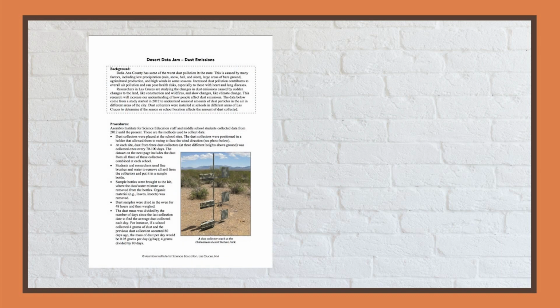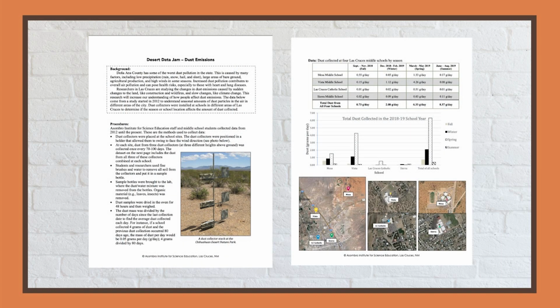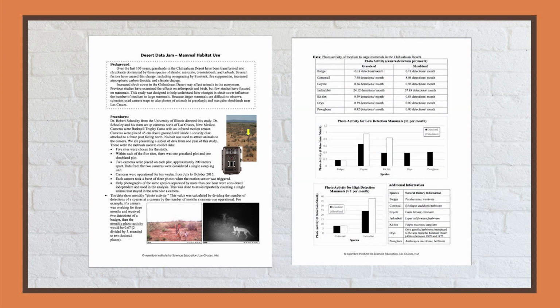The next dataset is about dust emissions in the air in Las Cruces. On windy days, a lot of dust and sediment get blown up into the air. Dust collectors all over town capture the dust, and scientists measure the total dust each season. This dataset includes data from 4 middle schools in Las Cruces. The next dataset is about wildlife in 2 desert habitats, grasslands and shrublands. Scientists monitored wildlife in each habitat using motion detector cameras.